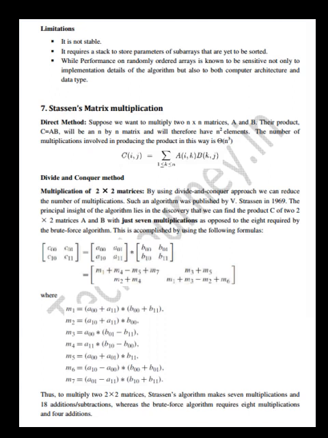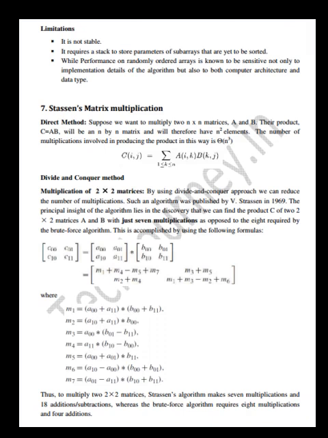Such an algorithm was published by V. Strassen in 1969. The principal insight of the algorithm lies in the discovery that we can find the product of the 2 by 2 matrices A and B with just 7 multiplications as opposed to the 8 required by the brute force algorithm. This is accomplished by using the following formula. See the formula.